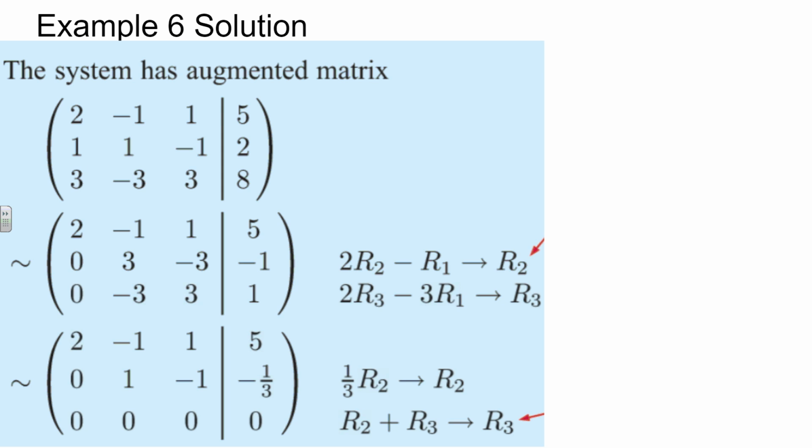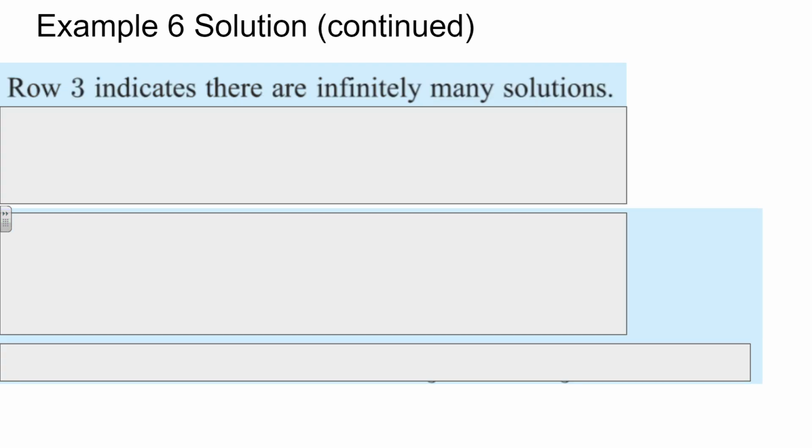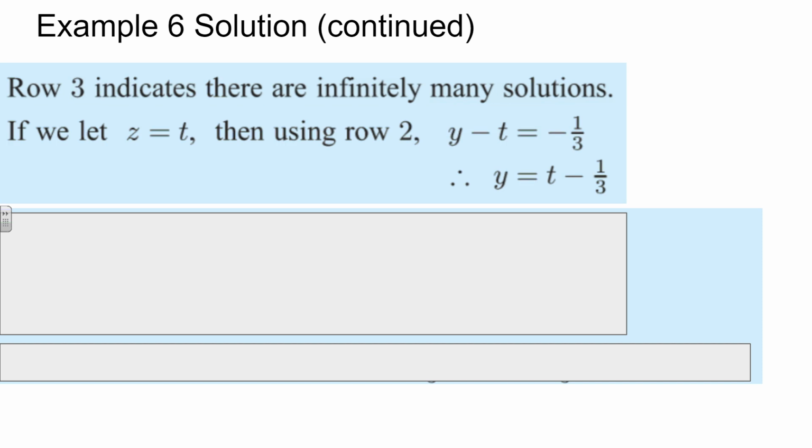All it tells me is that I'm going to have a scenario where it's definitely not going to have a unique solution, but I have to look at row 2 to determine what other situation I could have. Now, row 3 indicates there are infinitely many solutions. So how are we going to write those solutions?